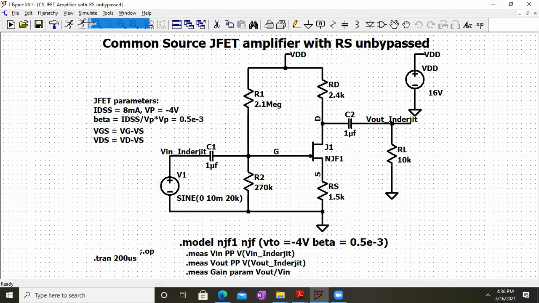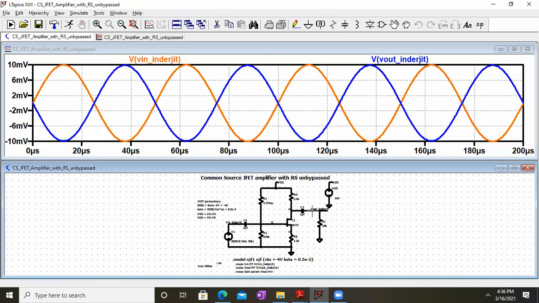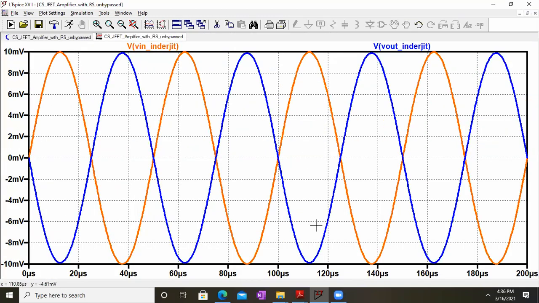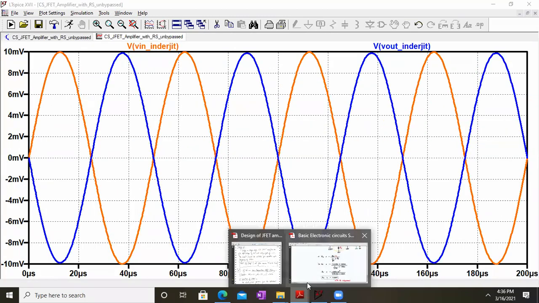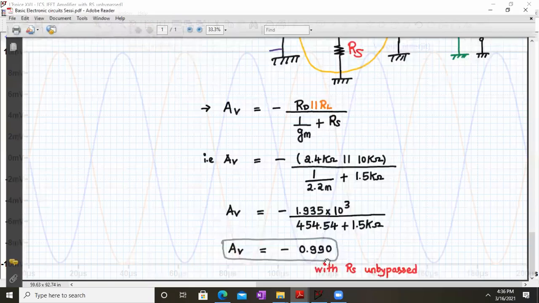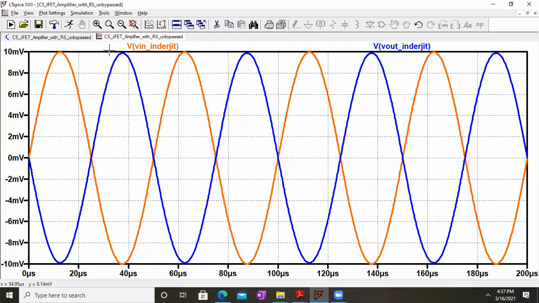So I'll go to simulate, click on run quickly, and I plot V in and V out. And now it is very easy to determine that input and output are out of phase by 180 degree. From this waveform it is determined that there is a minus sign. Why is the minus sign there? It will be very easy to understand. The minus sign indicates that input and output are out of phase, and this is a clear indication of that.